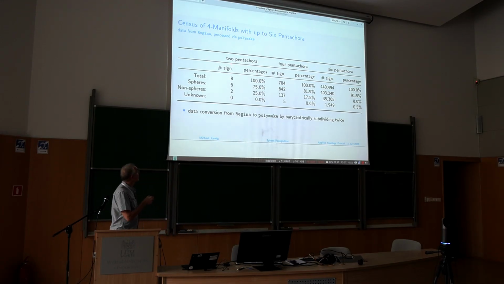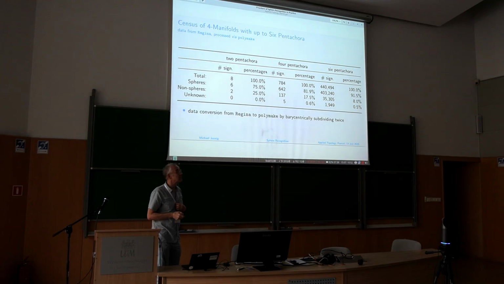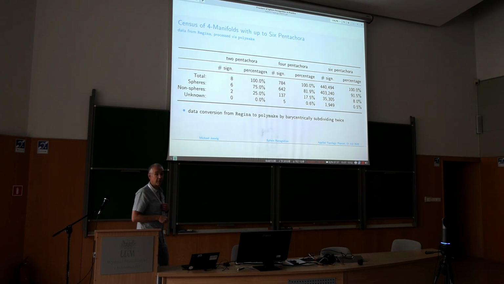Via the way they are allowed to be glued in their game, you can take 2 of these tetrahedra and form 8 different cell decompositions of manifolds out of it. If you take 4, you have 784, and if you have 6, you have 440,000.